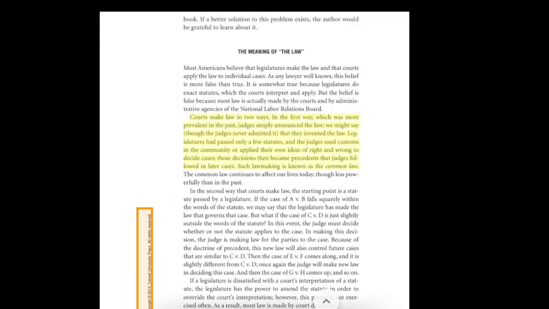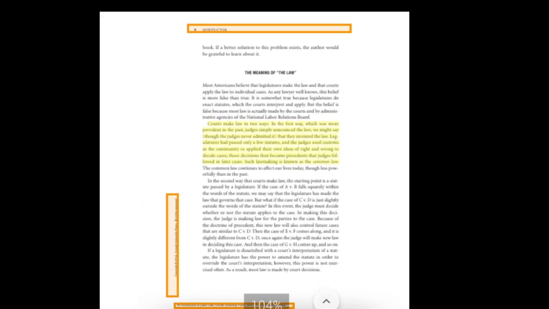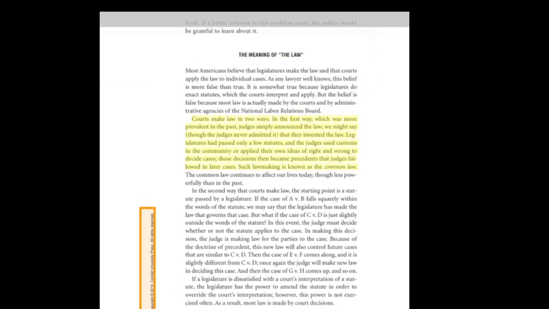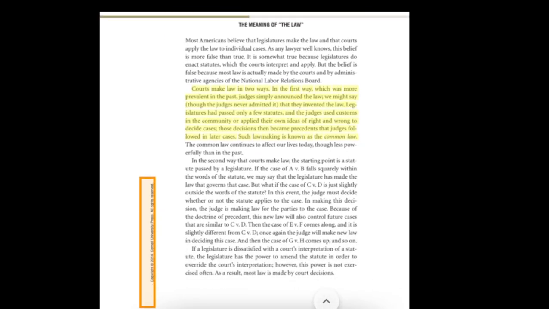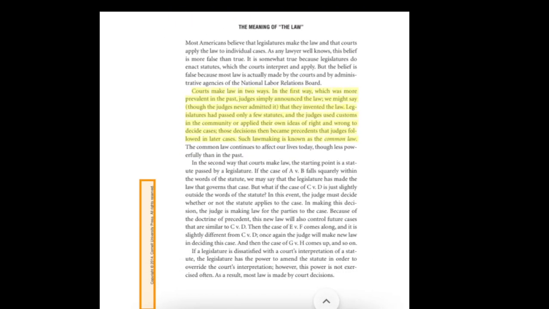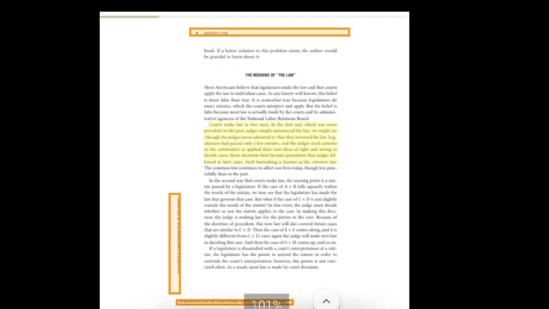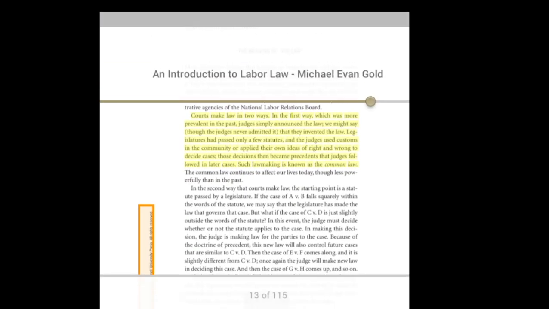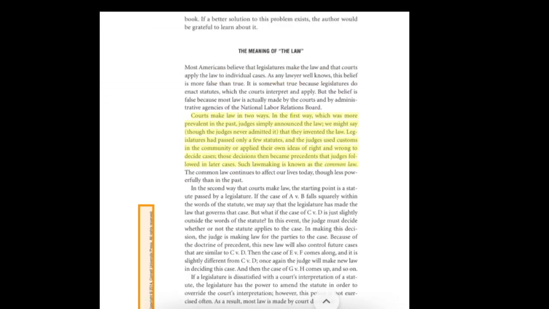Courts make law in two ways. In the first way, which was more prevalent in the past, judges simply announced the law. We might say, though the judges never admitted it, that they invented the law. Legislatures had passed only a few statutes, and the judges used customs in the community or applied their own ideas of right and wrong to decide cases. Those decisions then became precedents that judges followed in later cases.